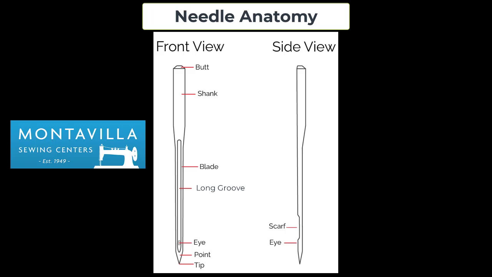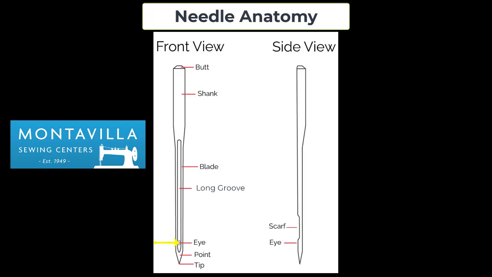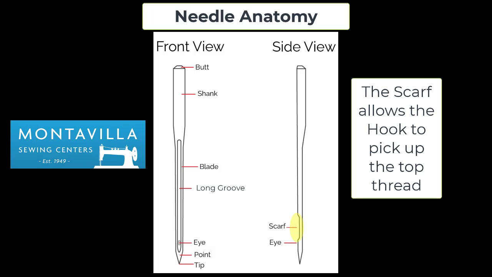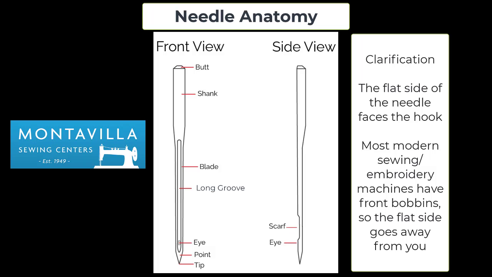We're going to start with needle anatomy. This is the front view and the side view of a needle. Up at the top we've got the butt, and then the shank, the blade, the long groove, the eye, the point, and the tip. And then if you look at the side view, you've got the scarf, which is on the back side of the needle just above the eye. With household sewing needles, the back of the shank is flat, and the flat side goes away from you when you're putting your needle into the machine.